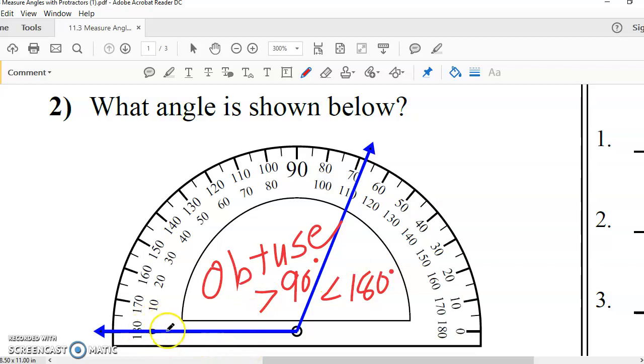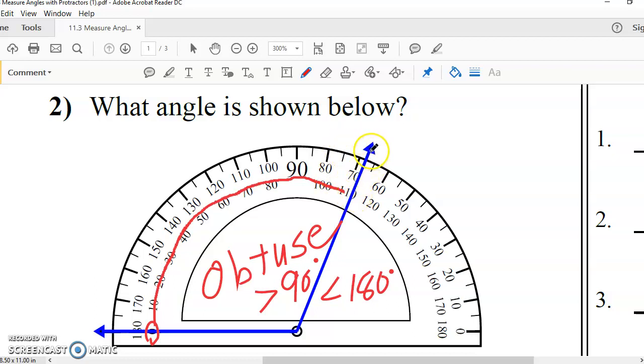Again, I have two sets of zeros. I have a 0 on the left and a 0 on the right. My angle is starting at the 0 here on the left, so I know that that is my starting point. From there, I want to count up until I get pretty close to my other ray. So I'm going to use my pencil. It's at 0, going up to 10, 20, 30, 40, 50, 60, 70, 80. There's 90. This is obtuse, so it's definitely greater than that, then 100 and 110. I'm going to stop there.